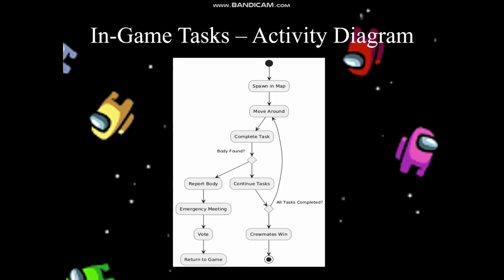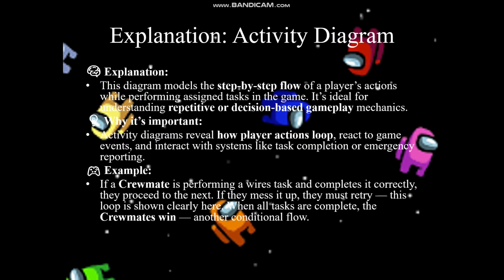Next is the activity diagram, which focuses on the crewmate's task flow. The player spawns on the map, moves around, and completes tasks. If they fail a task, they retry. If a dead body is found, flow switches to a voting round. Once tasks are complete, the crew wins. This diagram helps model decision points and repeated gameplay actions.